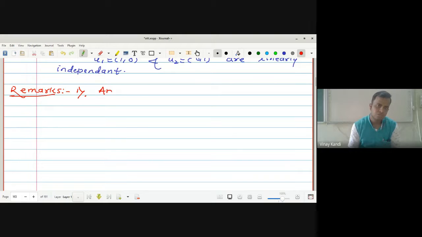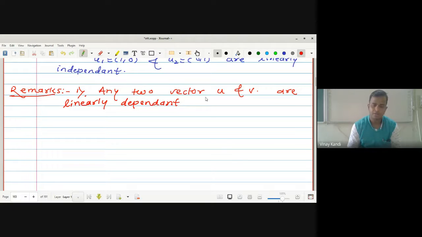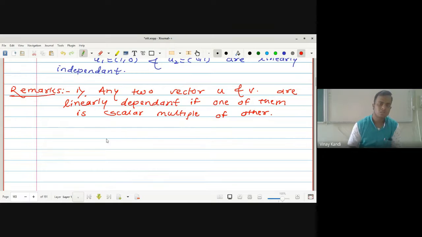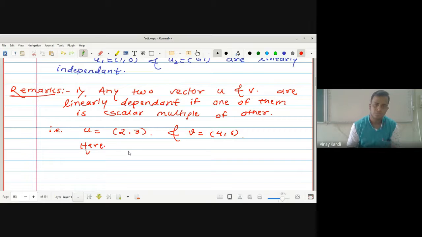First one: any two vectors u and v are linearly dependent if one of them is a scalar multiple of the other. What is the meaning of this sentence? Suppose u is equal to (2, 3) and v is equal to (4, 6). Here v is equal to what? 2 into u. Okay, that is, what is u? v is (4, 6). What is the 2 here?